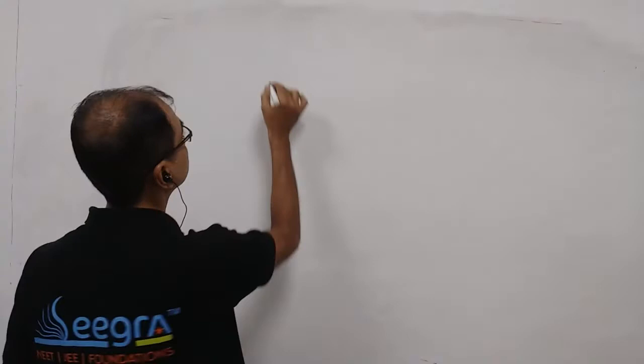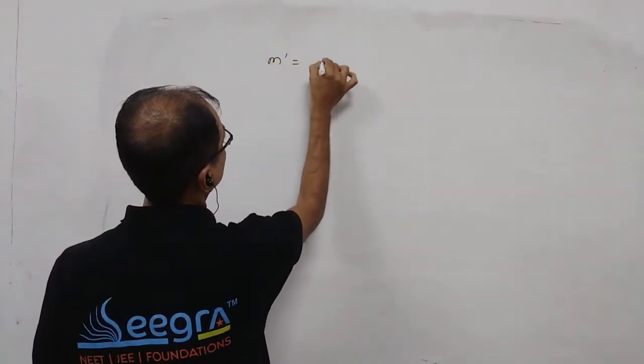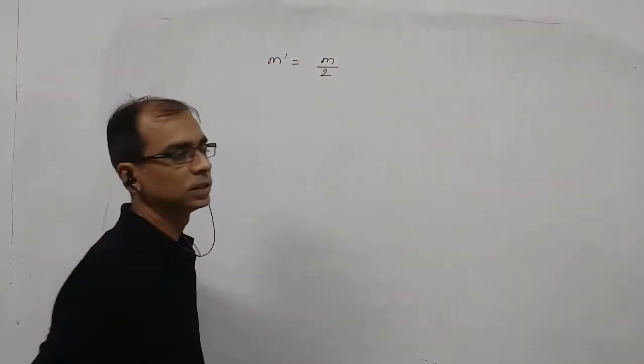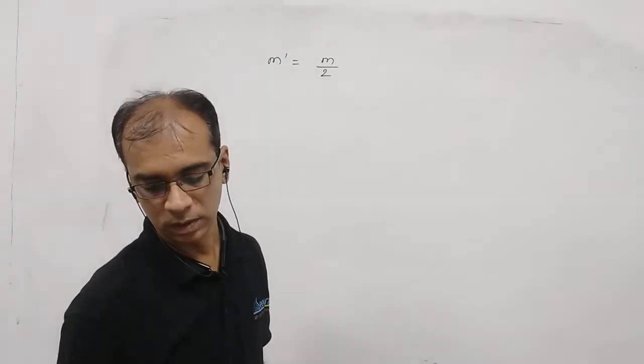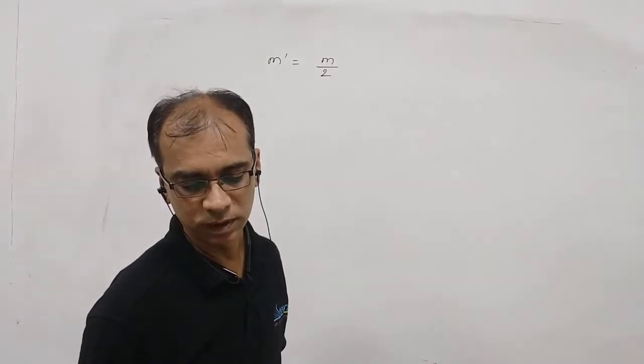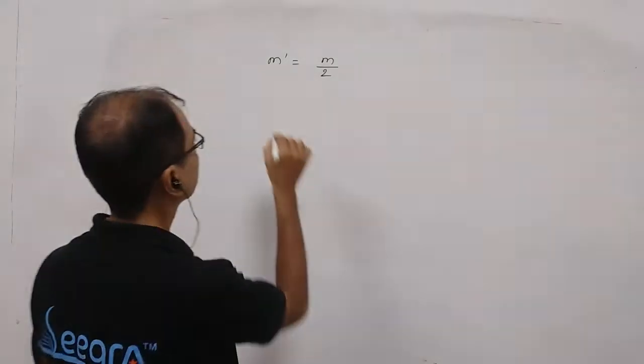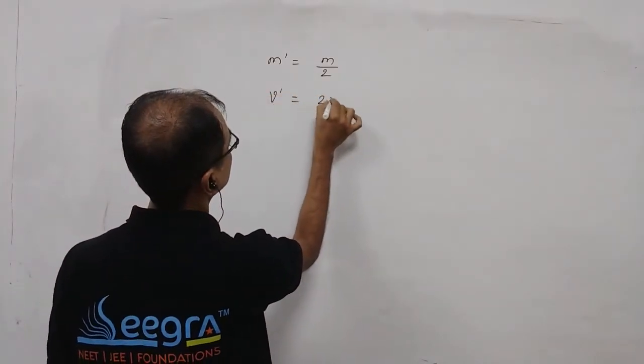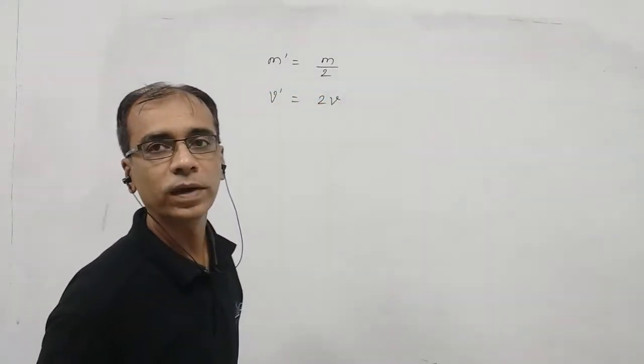So the question is something like this. If the mass of each molecule of a gas is half and the speed is doubled, so m dash is m by 2. Mass of each molecule is half, and the speed is doubled. Find the ratio of initial and final pressure.